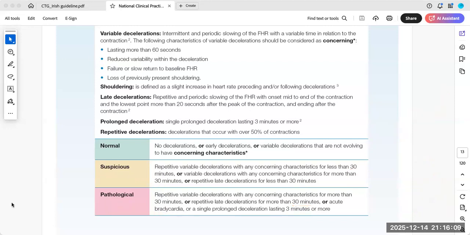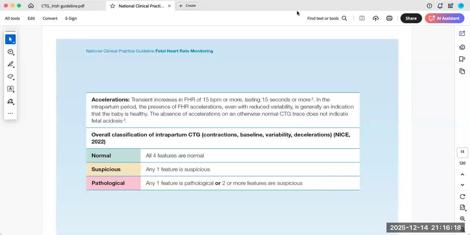So my friends, how can I comment on the CTG? Commenting on the CTG will depend on the features, the number of the features found. So if all features are normal, this takes green color, and this is a normal CTG, right? How about if suspicious? Suspicious if there is one feature only suspicious. Pathological, this is if there is one feature that is pathological or more features are suspicious.